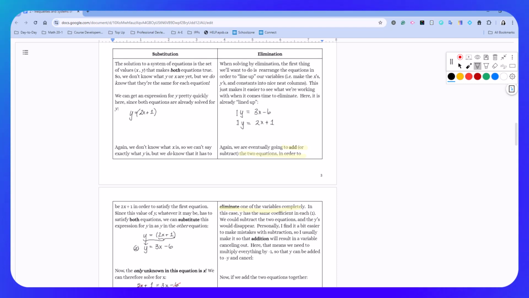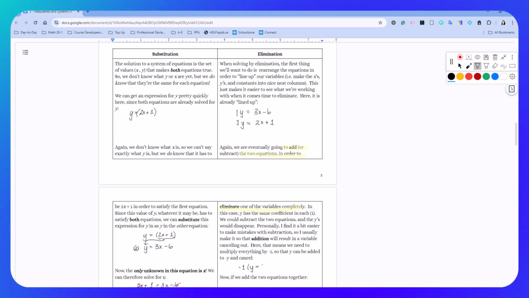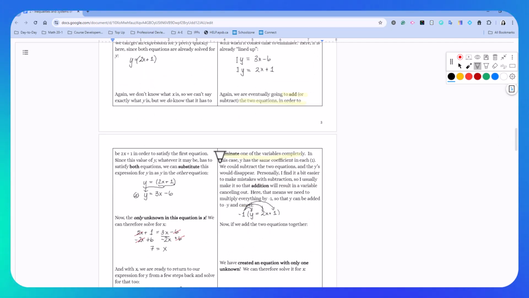Now, that means we need to multiply y by -1 in order for it to cancel. But the thing is, when we multiply one part of an equation by a number, we have to multiply all parts of an equation by that number. So that means in order to subtract everything or add everything, my bad, we actually have to write down the first equation, y equals 3x minus 6.